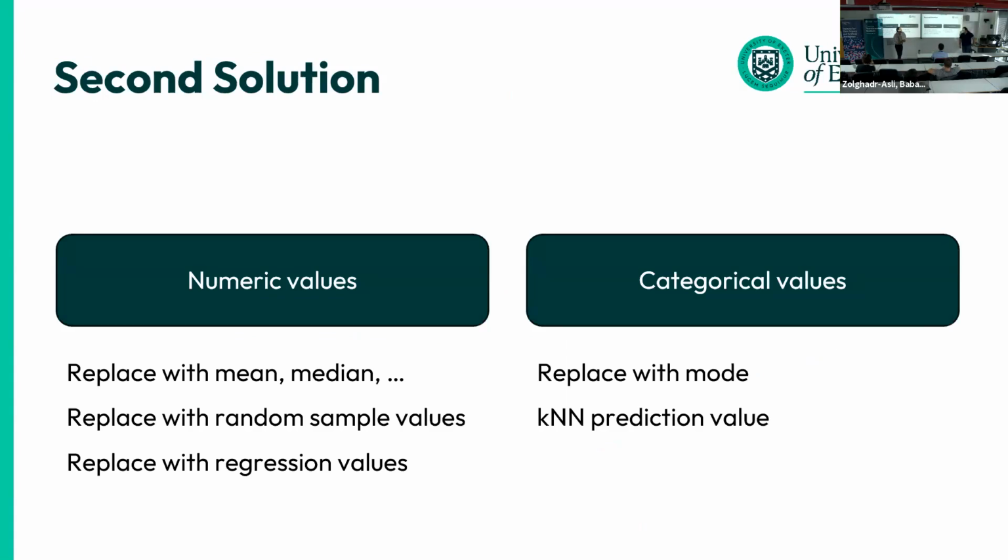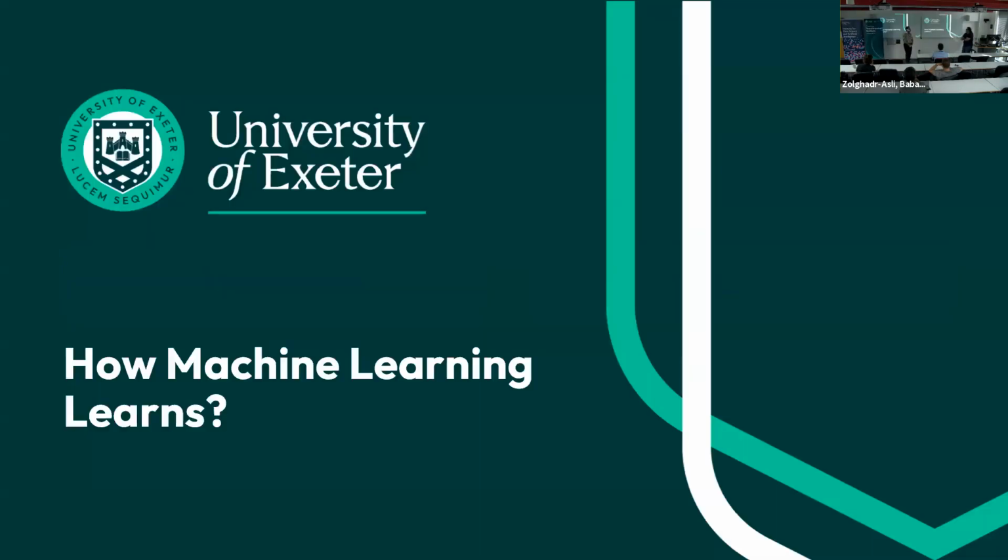If, for example, you have numerical values, an idea would be to replace them with the mean of the data, the median of the data, random sample values, or the regression values. Or if they are categorical values, we can replace them with the mode of the data or with the KNN prediction values. If you don't know about regression and KNN, we'll talk about it later. So don't worry about that.